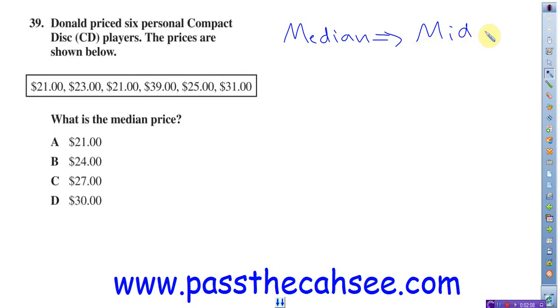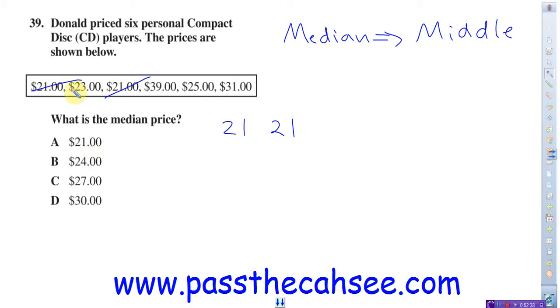So what you need to do on this problem, so again, Donald bought 6 personal disc CDs. Who would listen to CDs now? The prices are shown below. Okay, so here we got our data. The only thing here is you want to put it in order because this is out of order. So let's start with the smallest one, 21. So I write 21. 21 shows up again, you need to write it again. Now, they put it there twice to try and trick you because they want you to think most, mode, and then you put 21 as the answer. Look, they even put it there, but that's not correct.